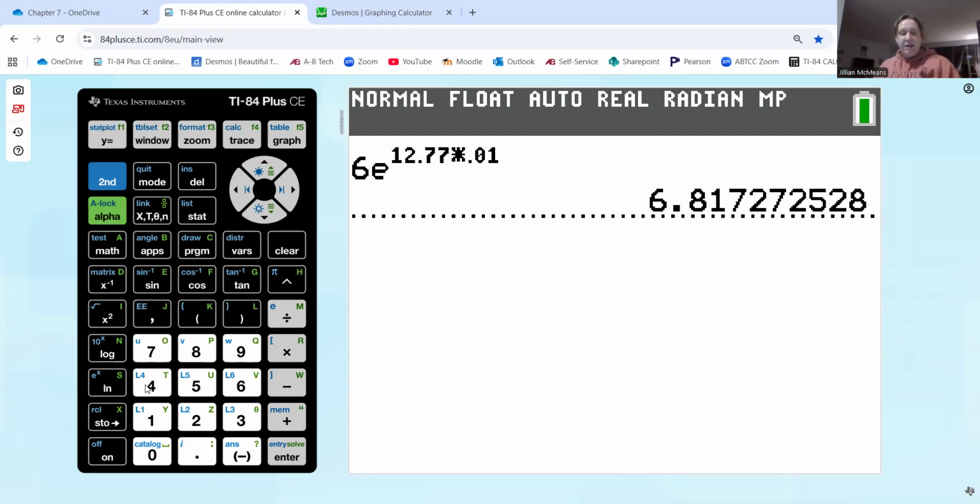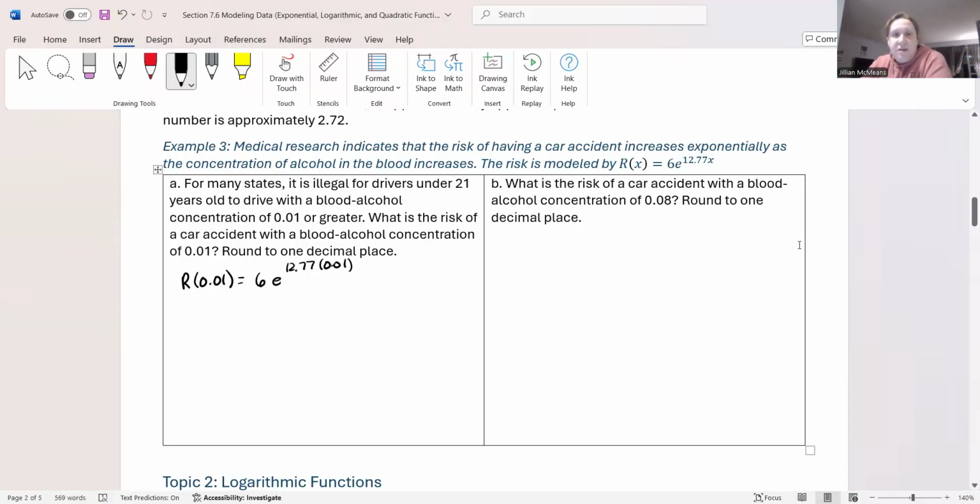and then hit enter. And we get that the risk increase is going to be 6 point, I think it said one decimal place, so 6.8. What is the risk of a car accident with a blood alcohol concentration of 0.01, round to one decimal place? 6.8. So let's say there's a 6.8% possibility of accident with a blood alcohol of 0.01.